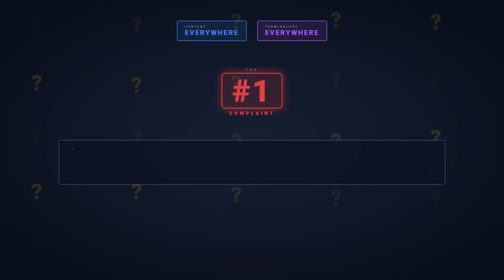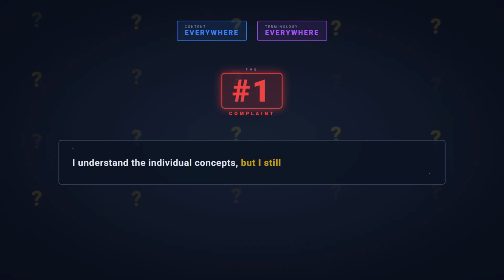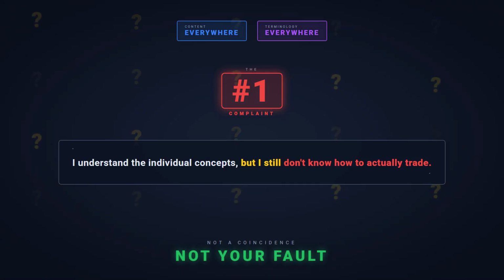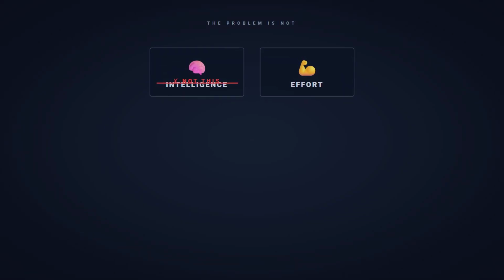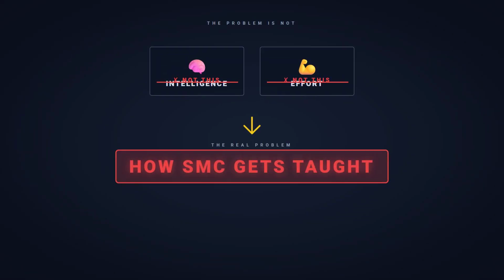And yet, the number one complaint you hear from traders who've spent months studying SMC is this: I understand the individual concepts, but I still don't know how to actually trade. That is not a coincidence, and it is not your fault. The problem is almost never the trader's intelligence or effort. The problem is how SMC gets taught.